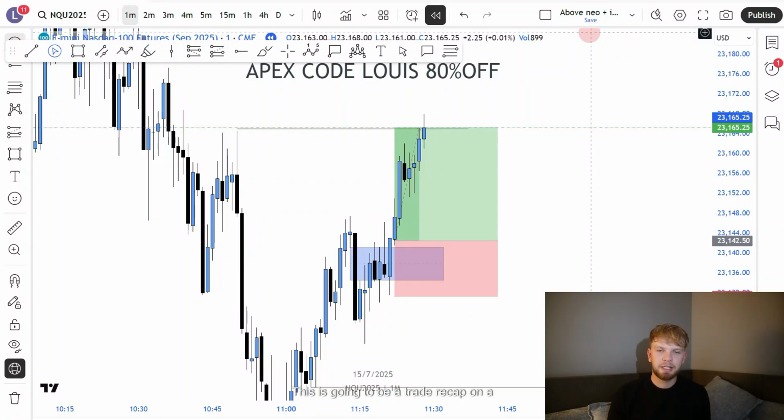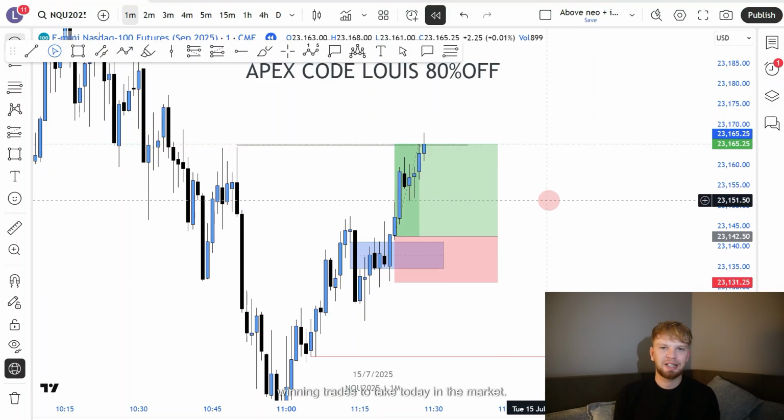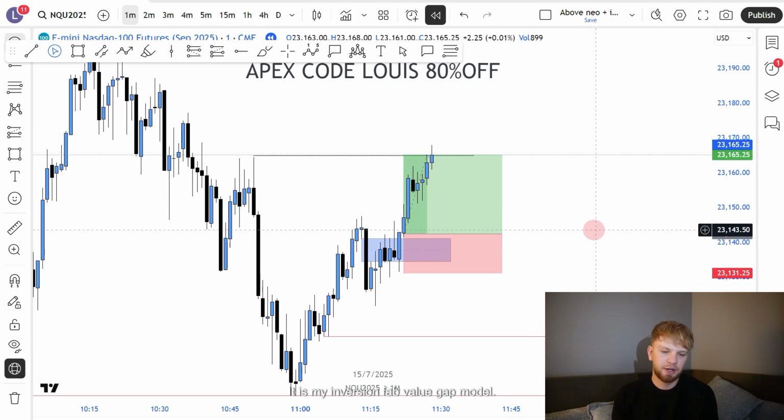This is going to be a trade recap on a winning trade that you could have caught today. There were zero losers to take and only winning trades in the market today. This model has over an 80% win rate if you are taking the higher quality setups. It is my inversion fair value gap model.